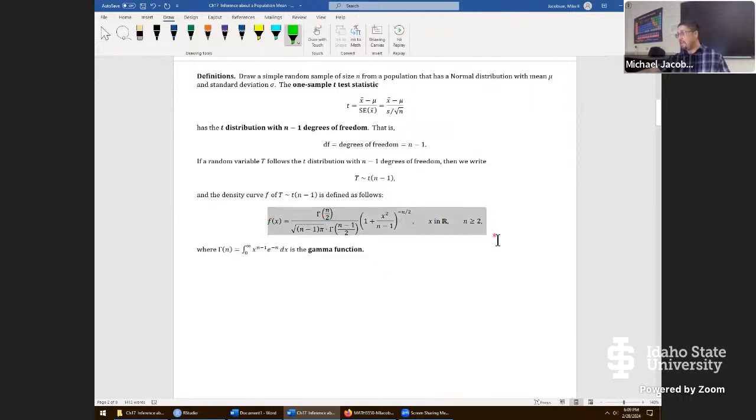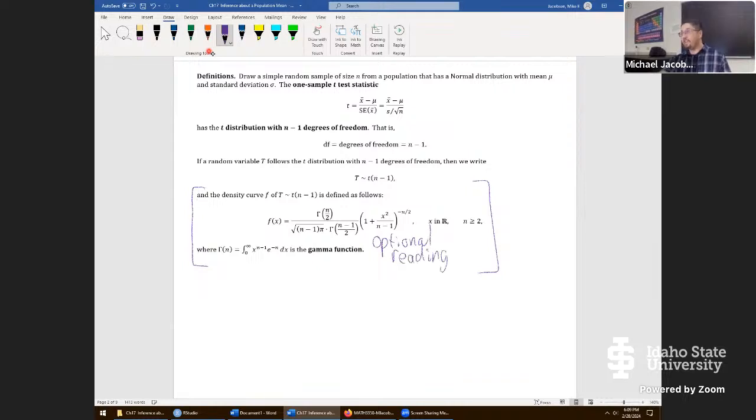In other words, it's fine to write it down. This is just for curiosity's sake. From right here, I would consider all of this optional reading. This is for the curious. How is the t distribution defined? Well, it's defined in this horrendous way. And if you want to find the area under the curve, you have to calculate this many times to approximate the curve to get its right area.